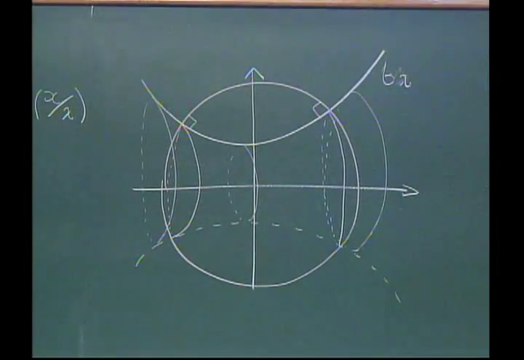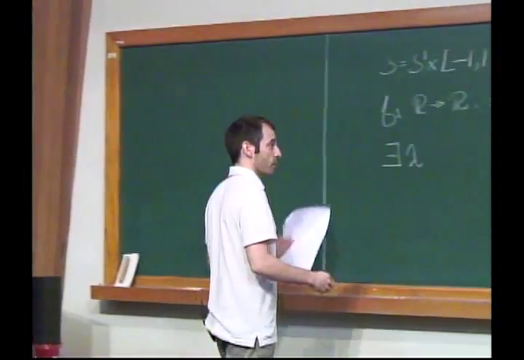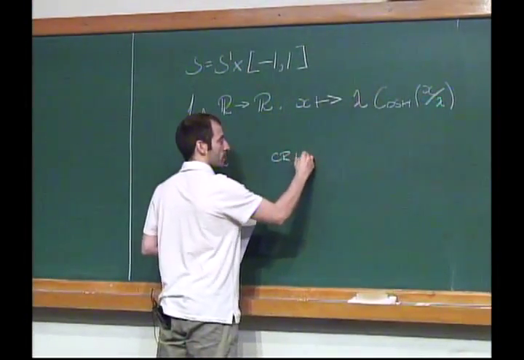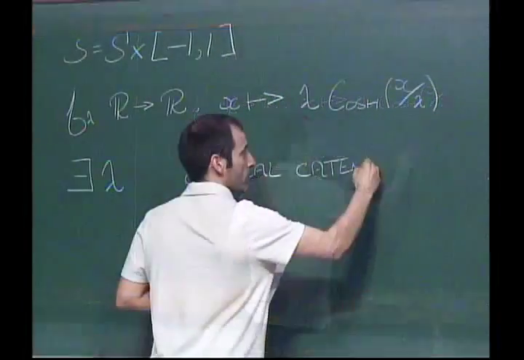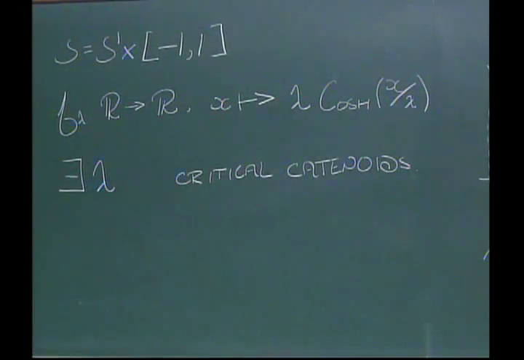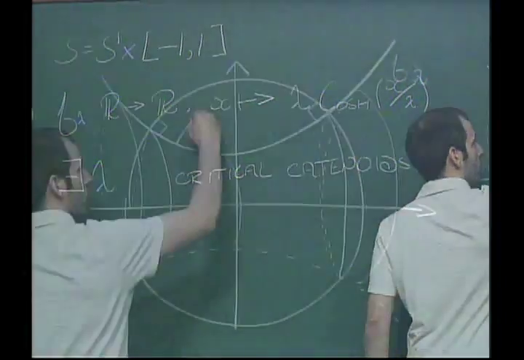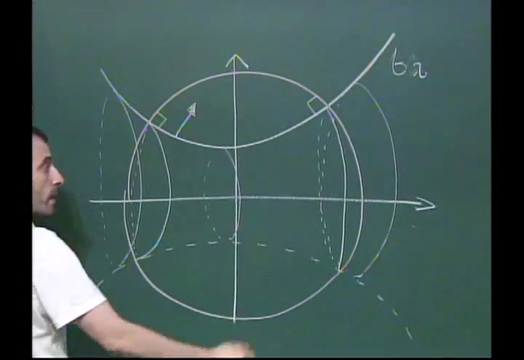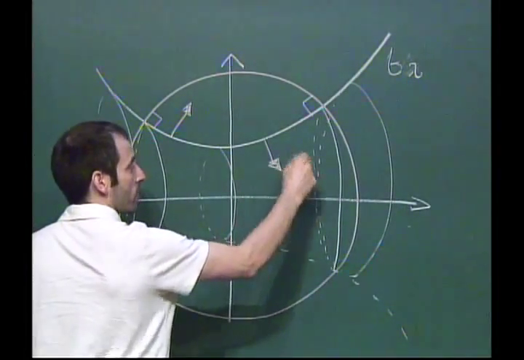Now let's ask ourselves again, what is the moduli space of these surfaces? I'm going to call these surfaces actually critical catenoids. These are going to be important for us later. First thing to notice is that given the critical catenoid, there are two ways of orienting it. We can orient it so that the upward pointing normal points away from the axis of rotation. Or we can orient it such that the upward pointing normal points towards the axis of rotation.